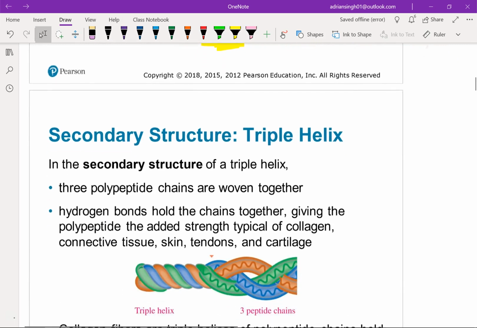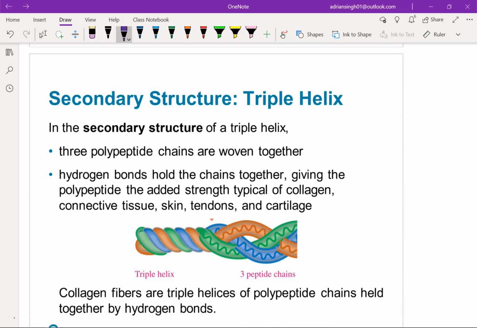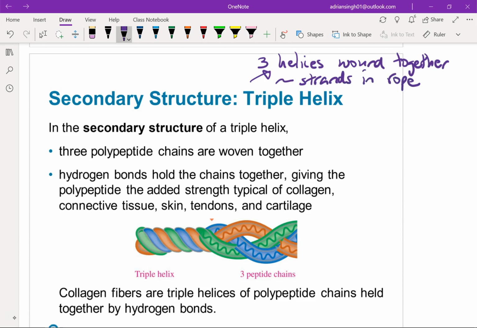Another type of secondary structure that you'll see is known as a triple helix. A triple helix, as the name suggests, would have 3 helices wound together. You can think of it sort of like how the strands in a rope are wound together to make a really, really tough rope in the first place.